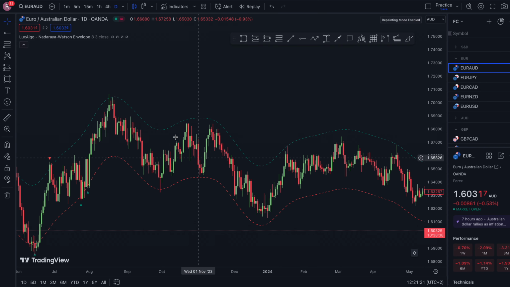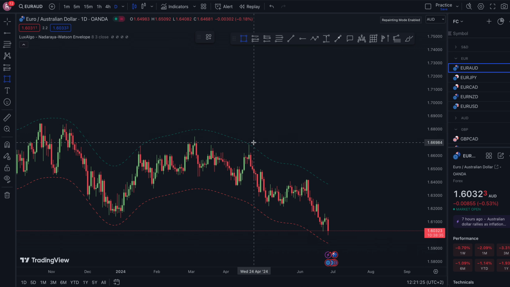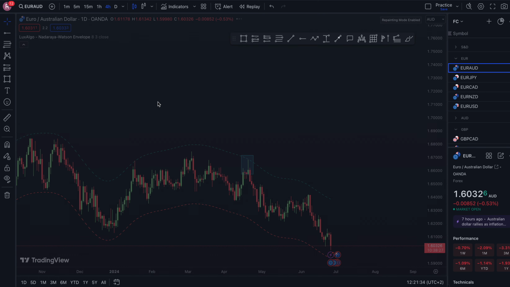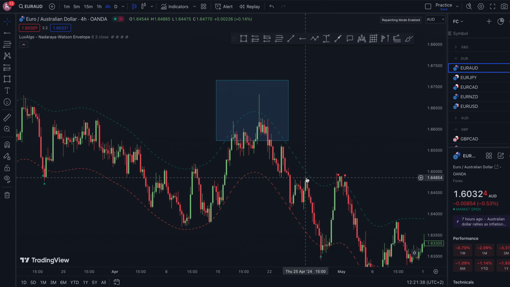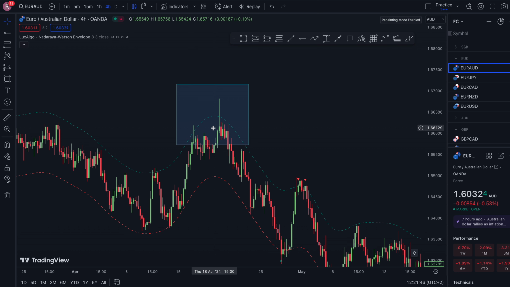Now, when price touches the Watson, let's say this is the most recent time price touched the Watson. You see price touched the Watson indicator on the daily time frame. You want to drop to your 4-hour time frame, go to that zone. As you can see, price also has to touch it on the 4-hour time frame. As you can see there, price touched it.